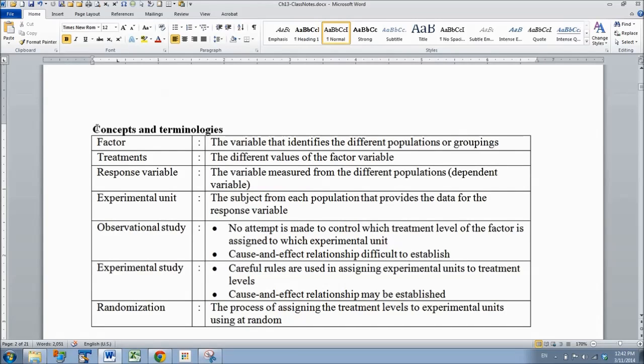So experimental studies do give a more concrete or more valuable result, but it also means that you have to carefully design the experiment and implement it. So it takes more time and effort and money to do an experimental study, and the benefit is that you can arrive at very strong conclusions. Okay. Randomization is the process by which you assign experimental units to the treatment levels in an experimental study.